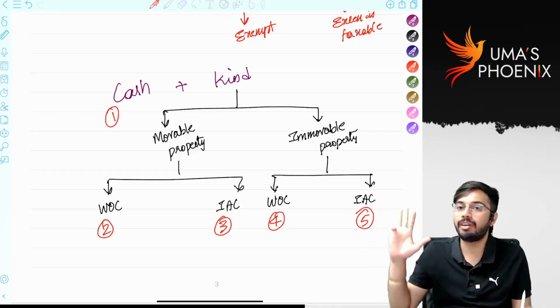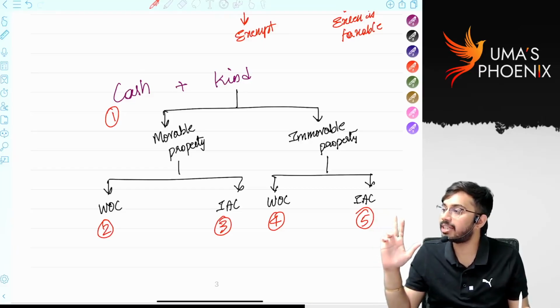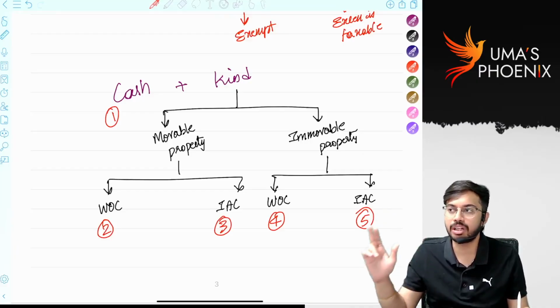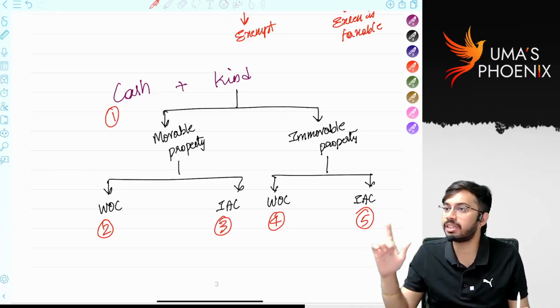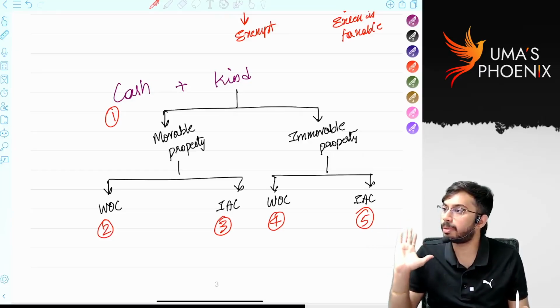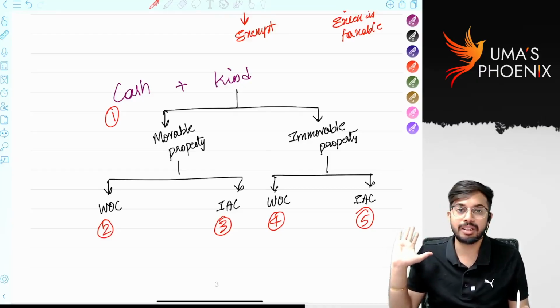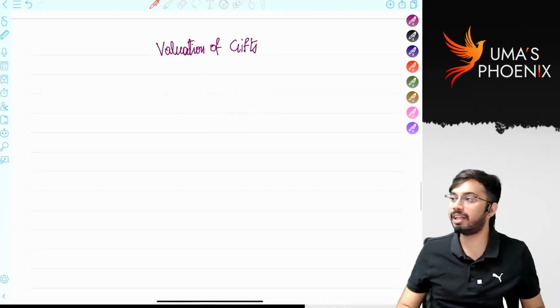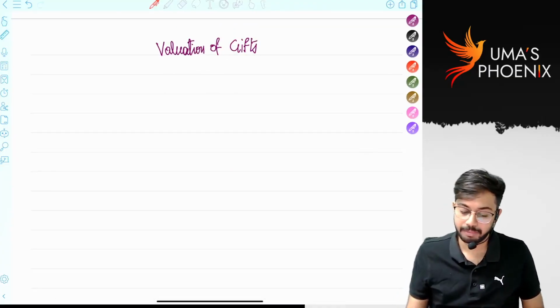Case 1, gift received in the form of cash. Case 2, gift received in the form of movable property without consideration. Case 3, gift received in the form of movable property for inadequate consideration. Case 4, gift received in the form of immovable property without consideration. Case 5, gift received in the form of immovable property for inadequate consideration. Is it clear? Are you able to understand? Now, shall I explain the tax treatment? Is it simple with the example? Okay, I'll go ahead.